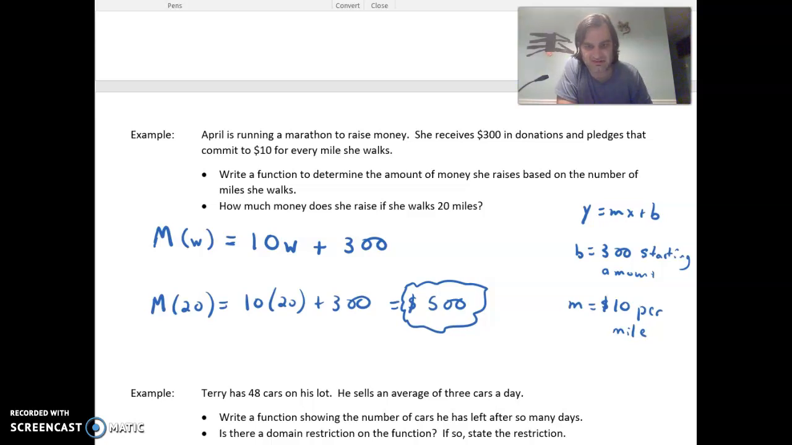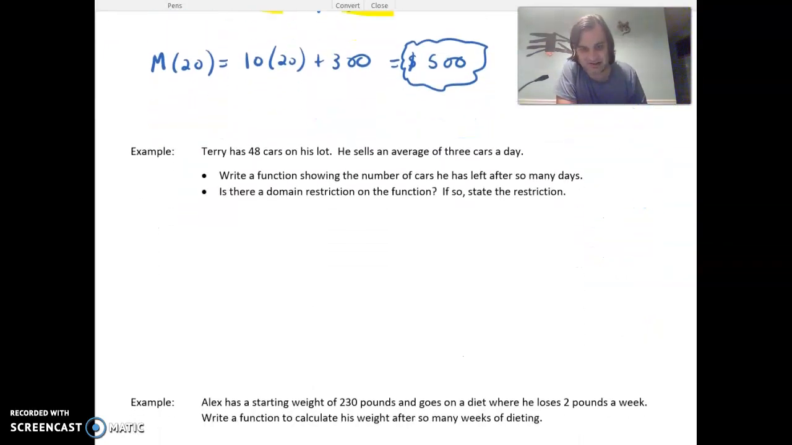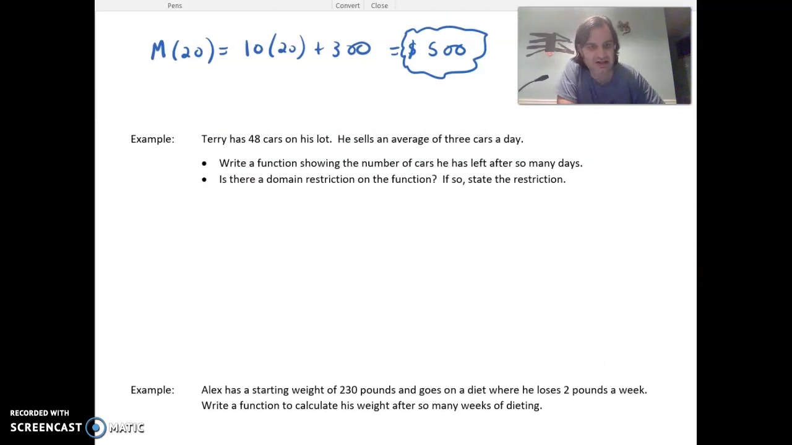Okay, so we have a starting amount of 300, and we have a rate of 10. So look for those two things. All right, let's do this example.